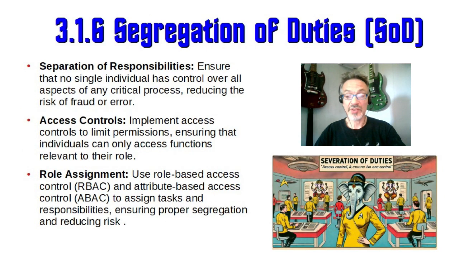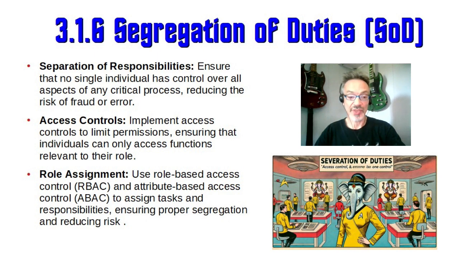Subtask 3.1.6, Segregation of Duties. It's an important and crucial topic for both the exam and information security in general. 1. We're going to separate privileges and responsibilities. The core idea is to ensure that no single individual has control over all aspects of any critical process. The separation reduces the risk of fraud, errors, or malicious activities. For example, the person who approves purchases shouldn't be the same person who reconciles bank statements.